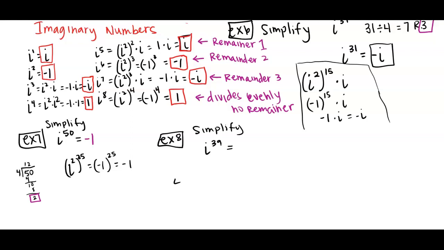Either way you do it, you should get -i. If we do it the division way, we're saying how many times will 4 divide into 39? Well, it goes in 9 times. 9 times 4 is 36, leaving a remainder of 3, and remainder 3 goes along with that -i. If you did it the other way, you're trying to figure out as many i squareds as you can. So i squared to the 19th power is going to give us i to the 38th, and then you have to times it by another i. So -1 to the 19th times i, so -1 times i still gives us -i.